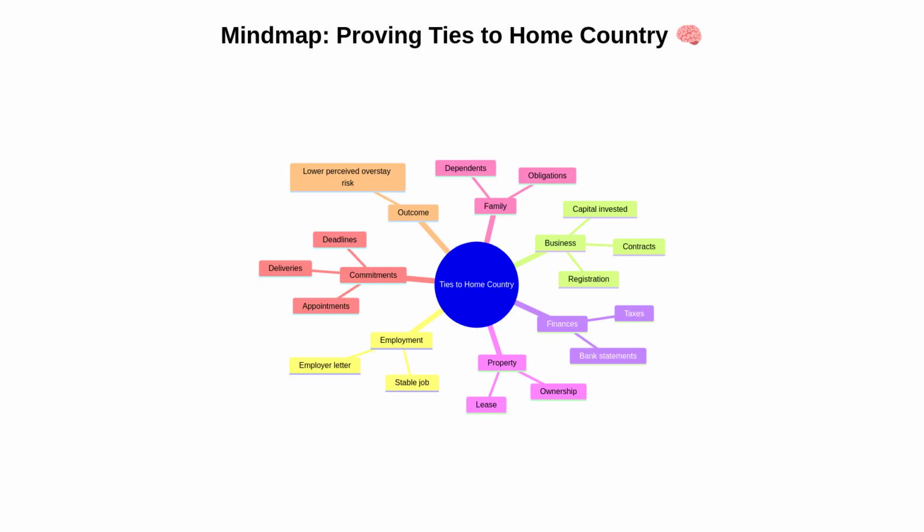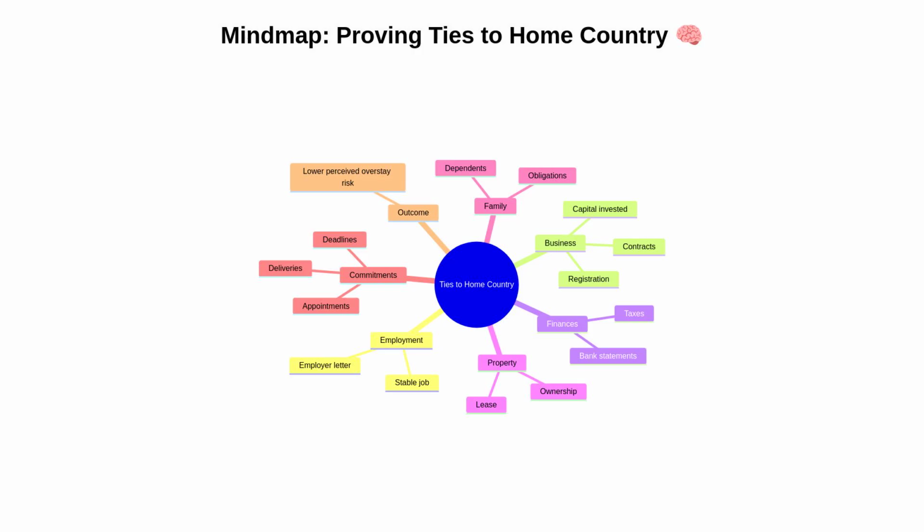For business, emphasize registration, capital invested, and contracts. Financial ties involve bank statements and tax records. Property ties include ownership or a lease. Family ties encompass dependents and caregiving obligations. Commitments include deadlines, deliveries, and scheduled appointments. Collectively, these elements help reduce perceived overstay risk.